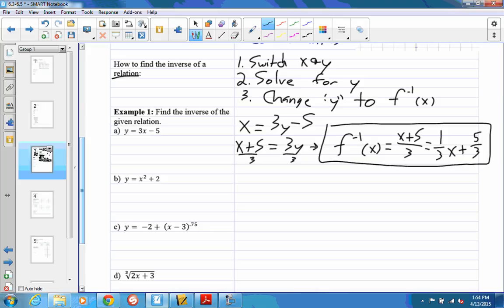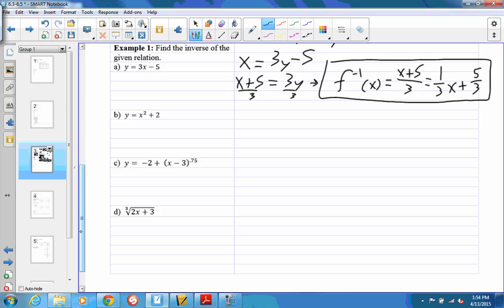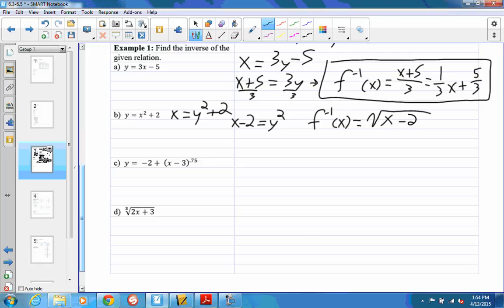Questions? All right, keep going. Y equals x squared plus 2. First step. Switch x and y. Solve, subtract 2 from each side. X minus 2 equals y squared. So you take the square root of both sides. F inverse of x equals the square root of x minus 2.